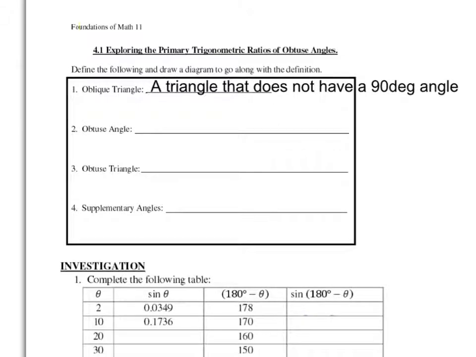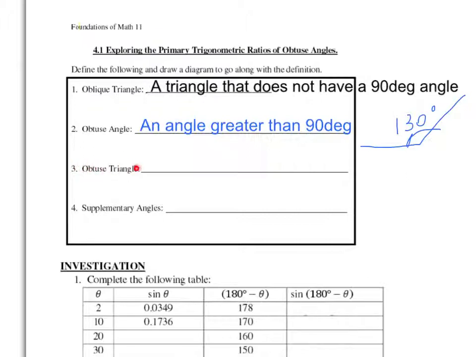Now what's an obtuse angle? Hopefully you're familiar with this from the grade 10 math. So an obtuse angle is an angle greater than 90 degrees. So if we were to just draw an example, say this angle right there was 130 degrees, that would be an obtuse angle.